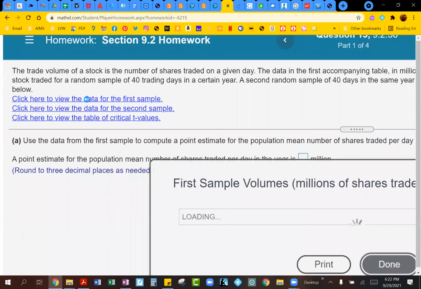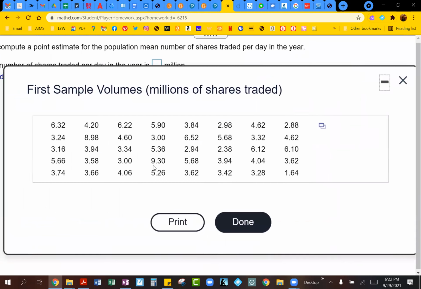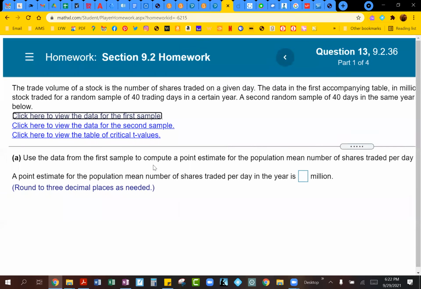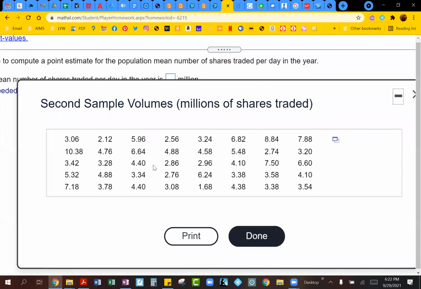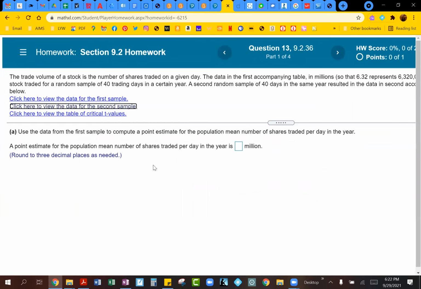So let's take a look at this data over here. Remember this is in millions, over how many days did they say? 40 days. And then here is the sample from our second table. So the first thing they're asking us to do is use the data from the first sample to compute the point estimate for the population mean of the shares traded.